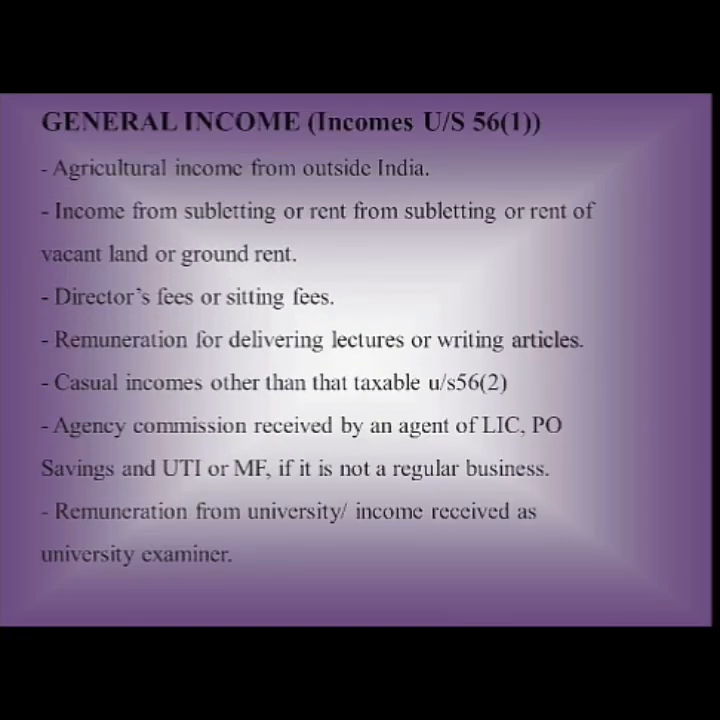Here are some examples of general income: agriculture income from outside India, income from subletting or rent from subletting or rent of vacant land or ground rent, director's fees or sitting fees, remuneration for delivering lectures or writing articles, casual income other than that taxable under section 56 subsection 2, agency commission received by an agent of Life Insurance Corporation, post office savings and UTI or mutual funds if it is not a regular business, remuneration or income received as a university examiner.